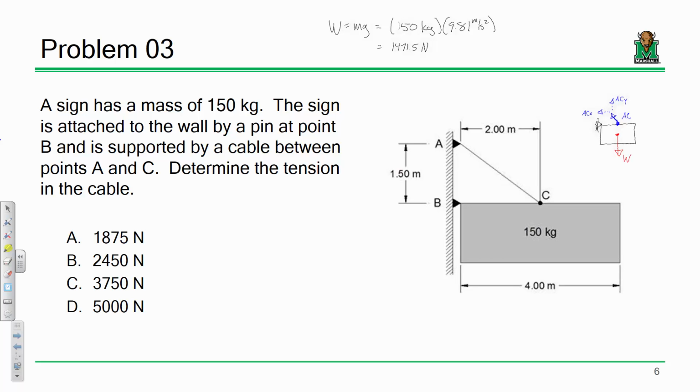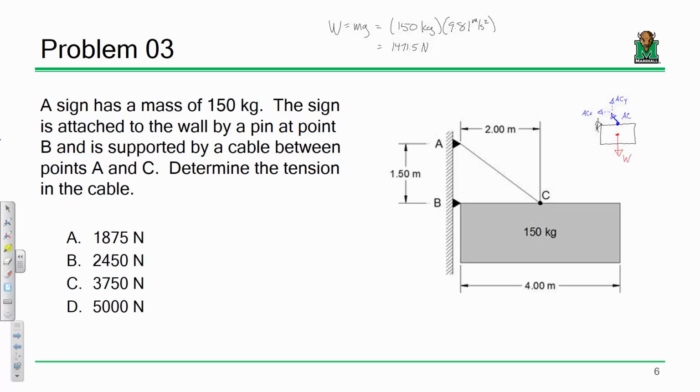Remember, the principle of transmissibility states I can take that X and Y component and move it up and down along that cable, as long as those components lie along the cable, and I get the same moment. So I can either move it to A or to C. If I move the X and Y component to A, then the Y component goes through this point and cancels. Or I can move it down here, the X component cancels, and I'm just solving for the Y.